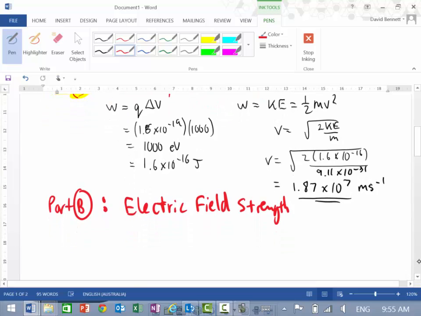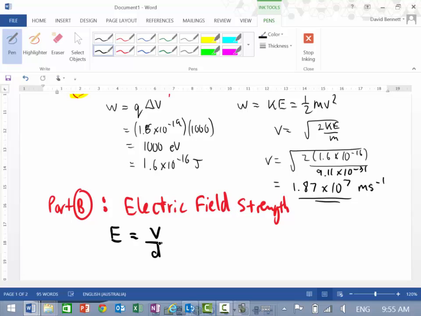So the electric field strength, E, is equal to the potential difference, the voltage, all over the distance, isn't it? In this particular case, what's the other formula we've got for electric field strength?